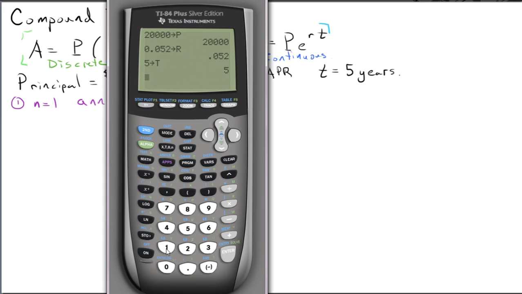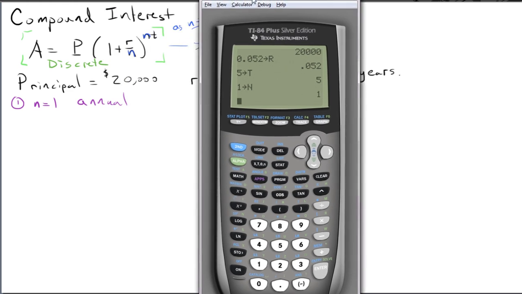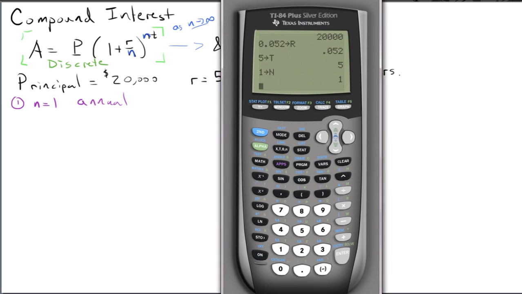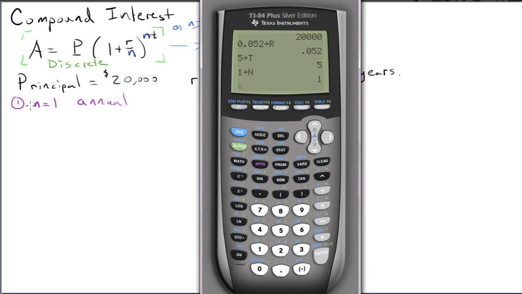And we said 1 is going to be n. Where's n? There it is. N is going to be 1 because we're doing this annually. It's compounding 1 time per year. All right, so let's see here.